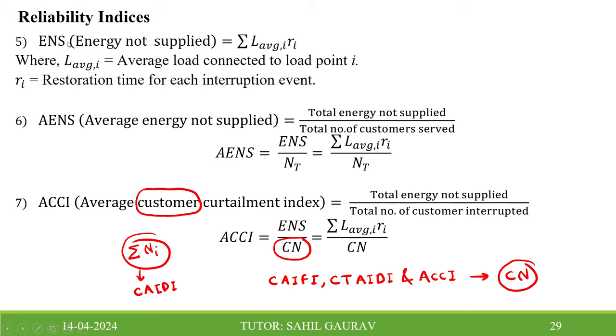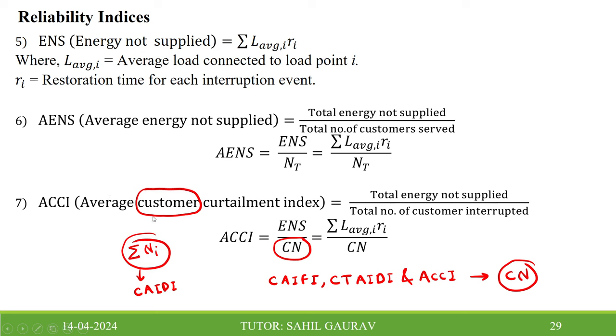Now that we have the energy not supplied, we can write this expression, where L average I is the average load connected to load point I, and Ri is the restoration time for each interruption event. Then we have the average energy not supplied, ASAI, which is the ratio of total energy not supplied upon the total number of customers served, that is NT. Substitute this ENS and NT value, and you will get ANS.